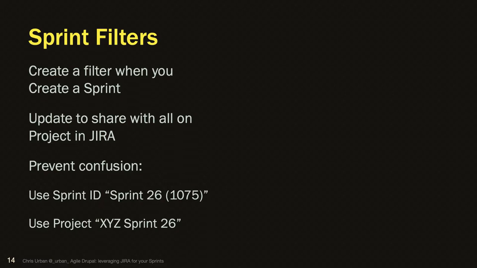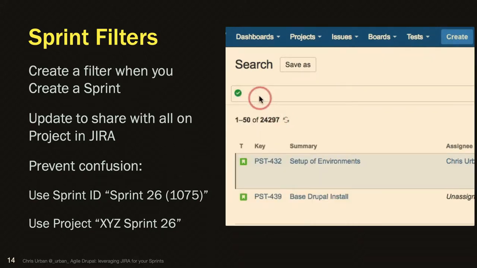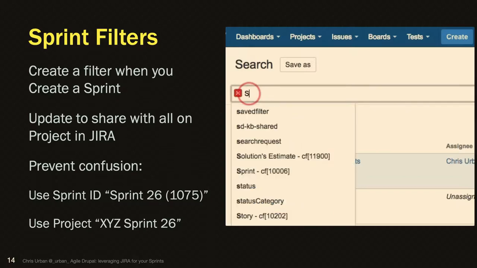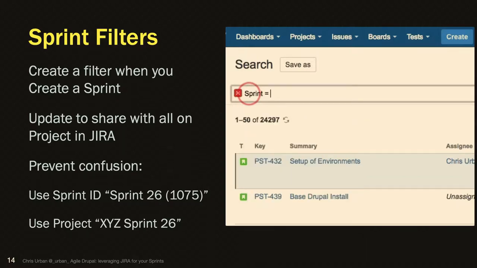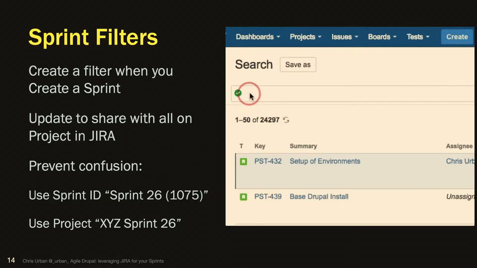You want to prevent confusion. Other rule of thumb is do not call your Sprint 1 Sprint 1, please. Because if you do, and you have other projects, you're going to have all the other Sprint 1s show up when you want to go back and find it. Give it a project name like Work Sprint 1 or Customer Sprint 1. I know this goes without saying, but Jira defaults to just using Sprint 1, which is really annoying.